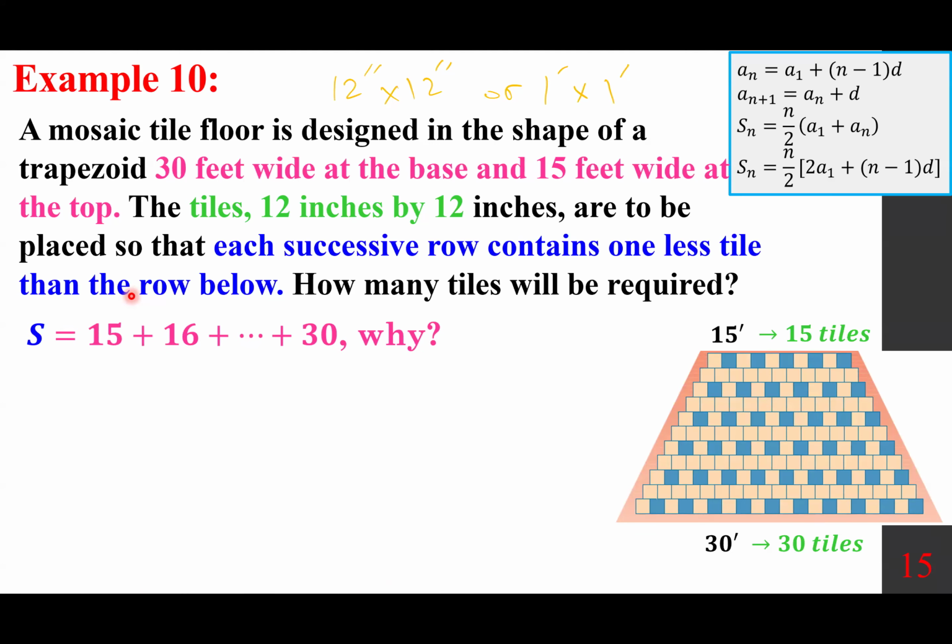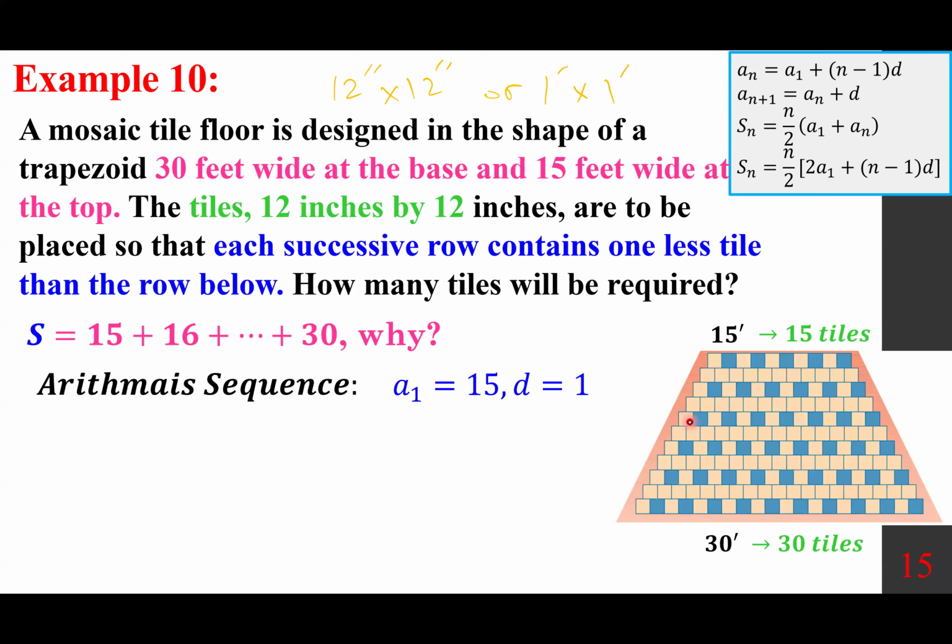Okay. S, the sum, is 15 plus 16 all the way to 30. Why is the next one 16? Because it says so here. Take a look. Each successive row contains one less than the row below. So if this has 15, this must have one more. 16, 17, and so forth. That's the meaning of it. So arithmetic sequence, a sub 1 is 15, d equals 1.